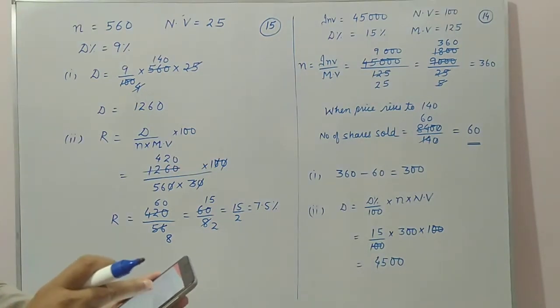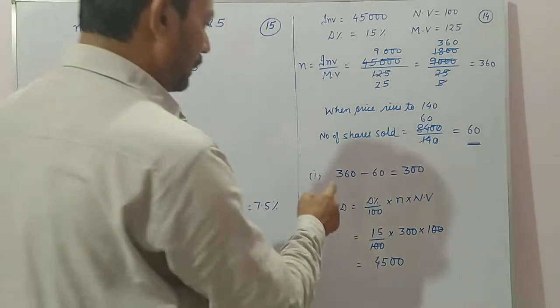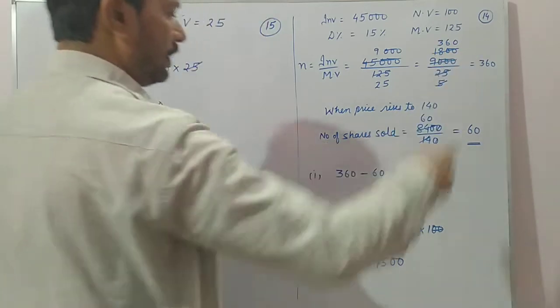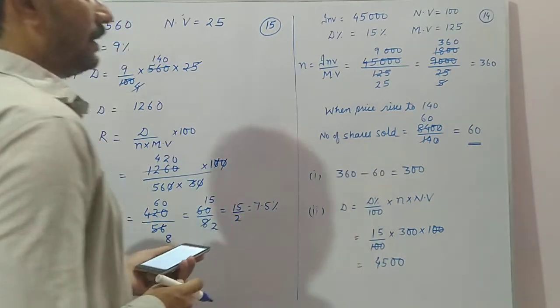Secondly, it is given the dividend due to him on these shares. On these shares means what? On the remaining shares. So the dividend due on the remaining shares is dividend percent by 100 into number of shares into nominal value. So putting in the values, you are getting 4,500.